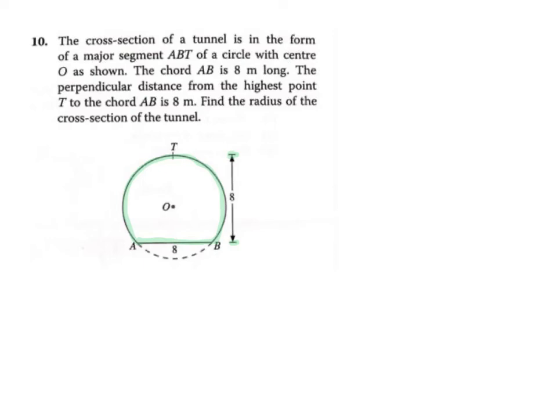Let's take a look at the following question, and we should try to draw some information in. So I know that this whole thing is 8 meters. They ask us to find the radius of the cross-section. Let me draw in a radius. So let this radius be R. I know that there will be a 90 degree over here. If this is the radius, where else can be the radius? Well, OT can also be the radius.